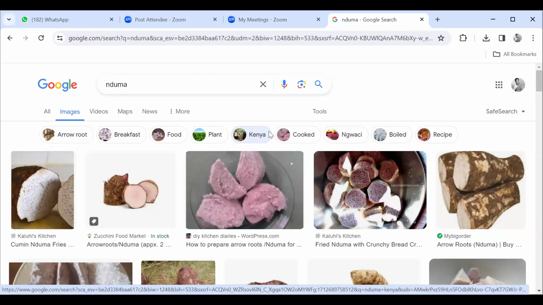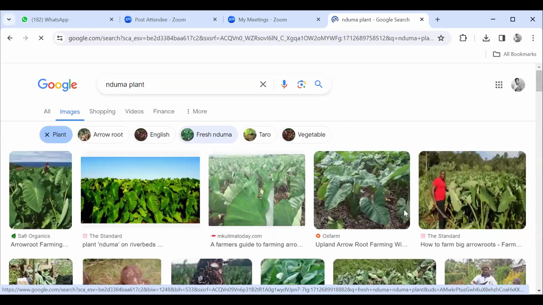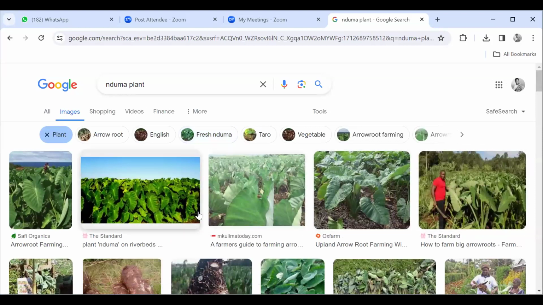Basically, these are part of the things you can cook and use for breakfast. You can use viazi vitamu or this nduma. Nduma is called nduma. And this is the plant that produces that nduma.